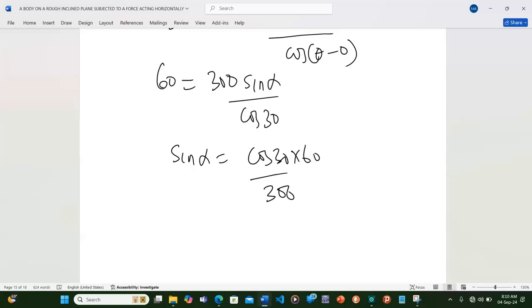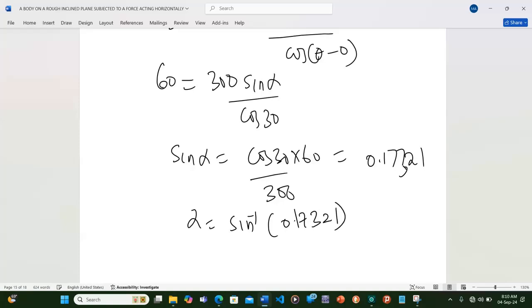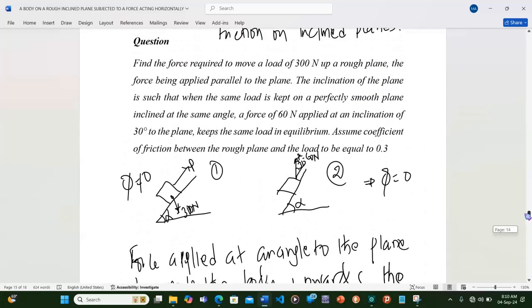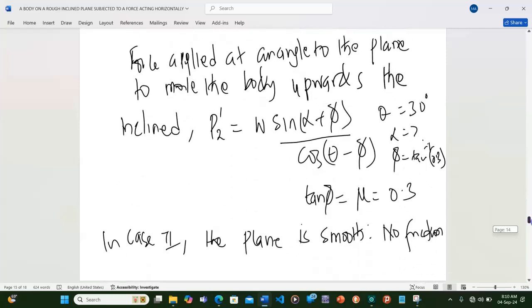So cos 30 times 60 divided by 300 is equal to 0.17321. So alpha is equal to arcsine of 0.17321, and this is approximately 10 degrees. So I've gotten alpha, which is the angle of inclination.